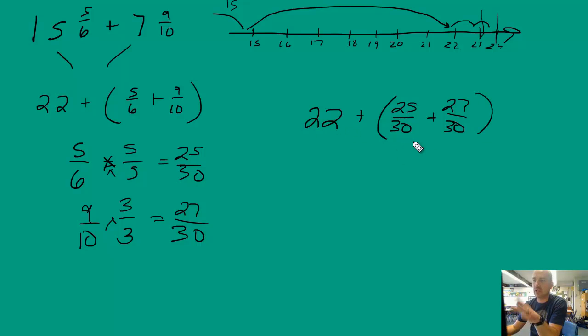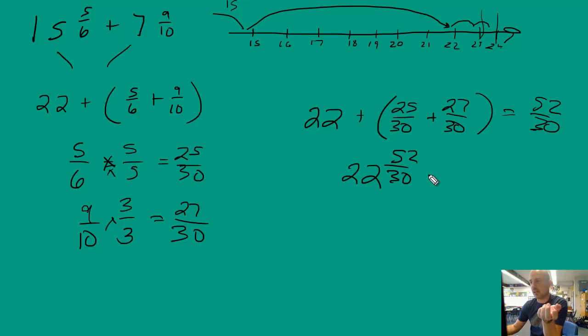So I have 22. I have 25 and 27 30ths over here. 25 and 27, I think about that as 25 and 25 plus 2. 25 and 25 is going to equal 50, and I add my other 2 in there. So I'm getting 52 30ths over here. So I can rewrite that down here as 22 and 52 30ths.